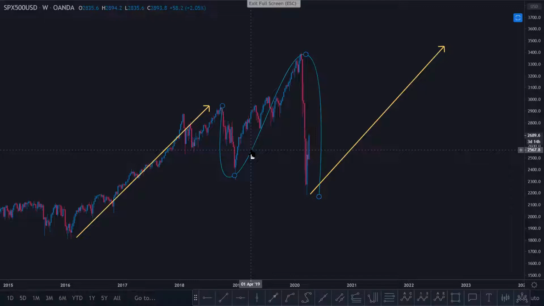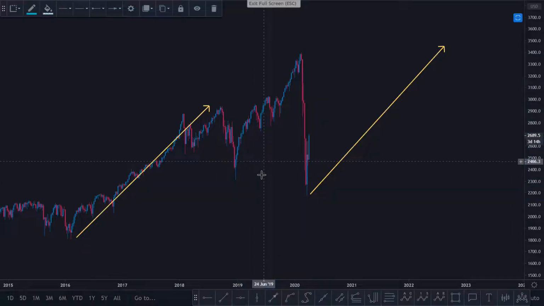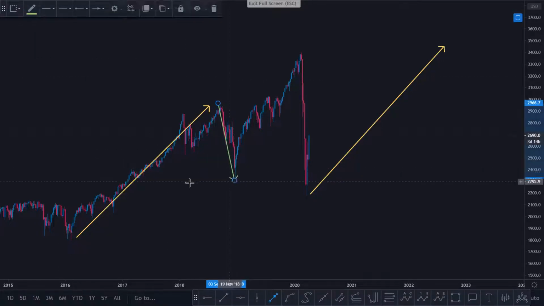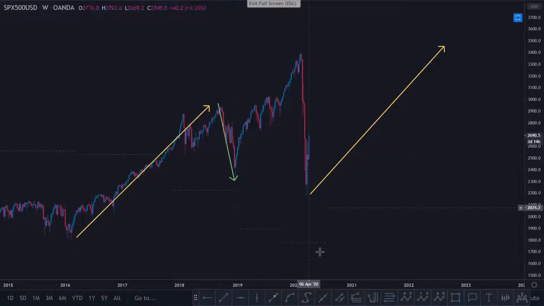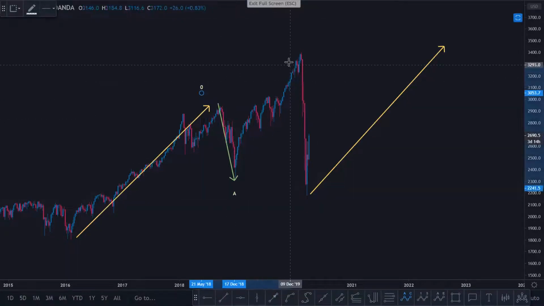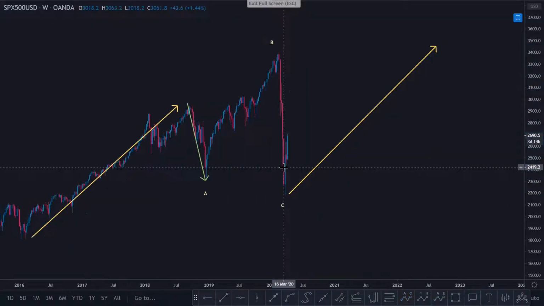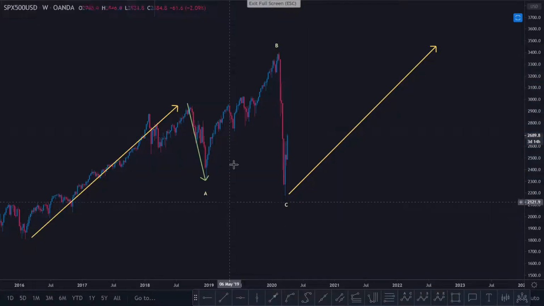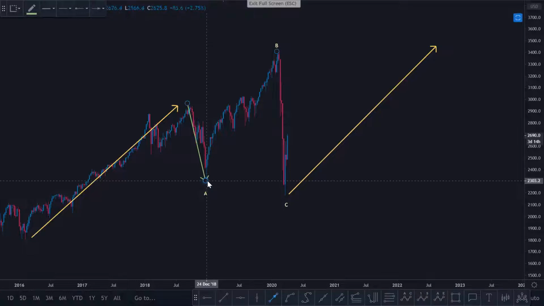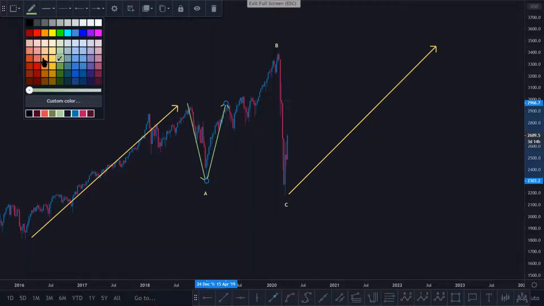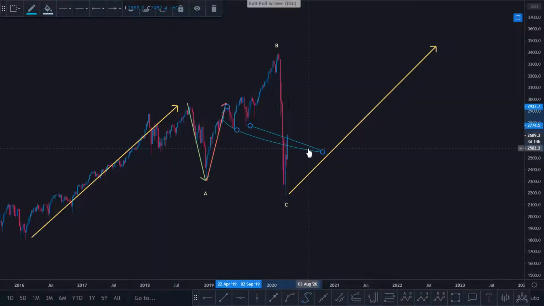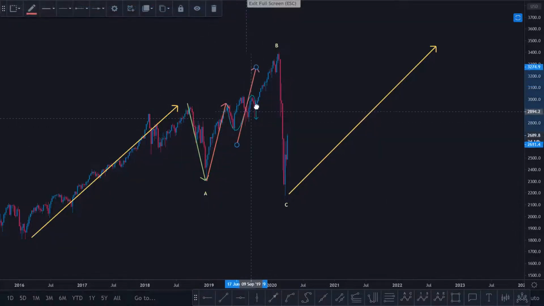So breaking this down, this correction, using the same methodology as before, we have this corrective impulse. And we know, because this is the A wave, we expect a B wave and a C wave to follow. This B wave has its own impulse, correction, impulse.